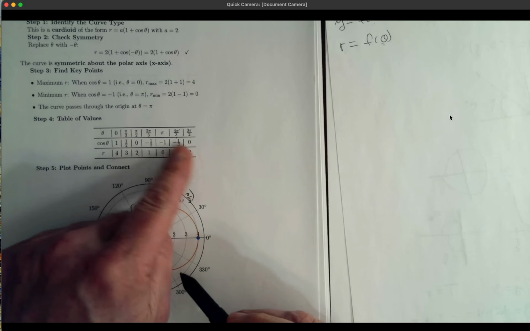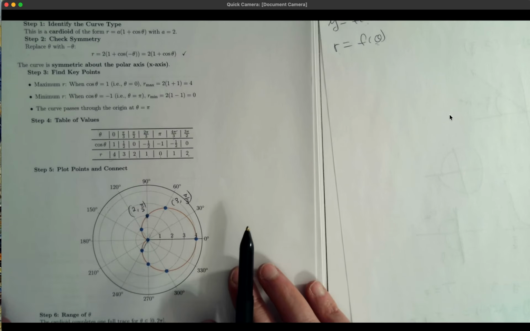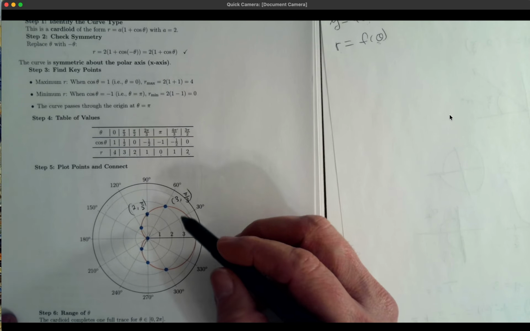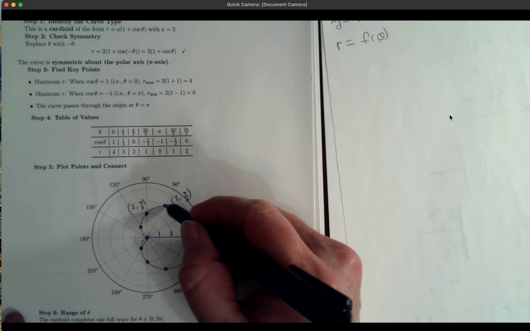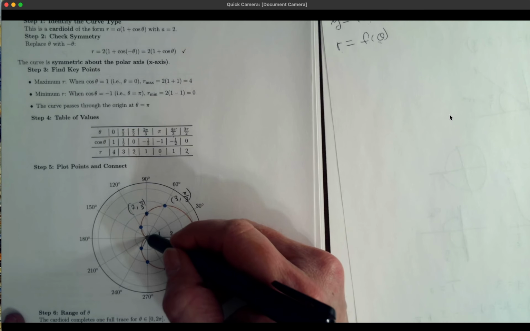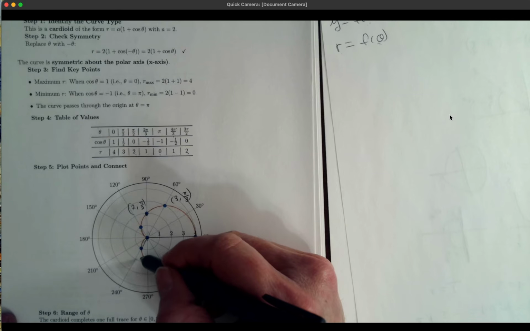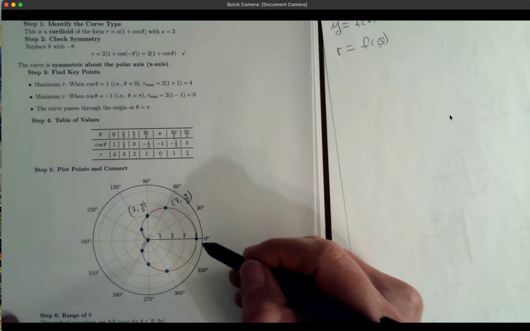And then even though it's not on the table, it looks like they do one more point here, 300 degrees. All right, so you connect the dots. We basically start here and we go in this direction. And we come in a little bit, and then a little cusp there, come back, and we complete this figure. It's called a cardioid.